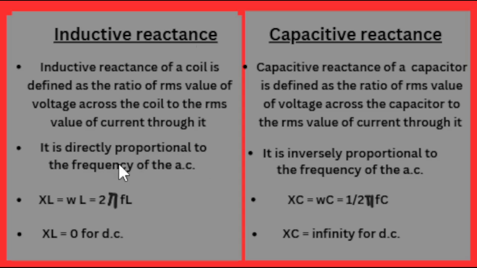Inductive reactance is directly proportional to the frequency of the AC. Capacitive reactance is inversely proportional to the frequency of the AC. Inductive reactance XL equals omega L, which is equal to 2 pi fL. Capacitive reactance XC is given by 1 by omega C, which is equal to 1 by 2 pi fC. Inductive reactance XL equals 0 for a DC circuit, whereas capacitive reactance XC is infinity for a DC circuit.